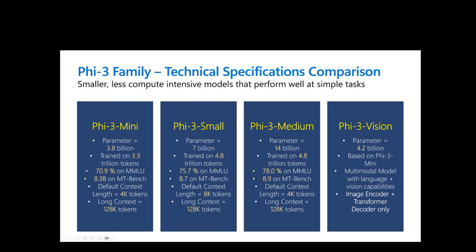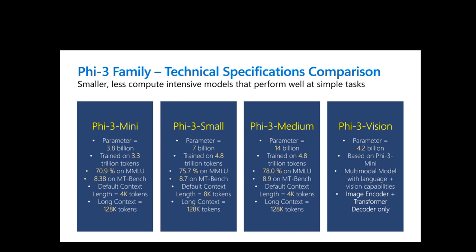Now coming to medium. Medium is a 14 billion parameter SLM, trained on, if you see, the same number of tokens as the small, that's again 4.8 trillion. Technically, this means that Phi-3 small and Phi-3 medium are trained on the same number of tokens, but Phi-3 medium, because of a lot of post-training optimizations that we do, has higher MMLU and MT-Bench numbers. It's 78.0 on MMLU and 8.9, which is pretty good, on MT-Bench.